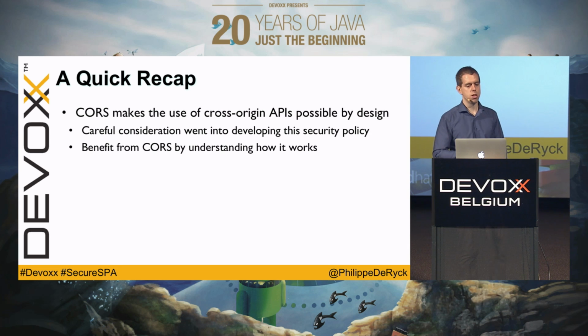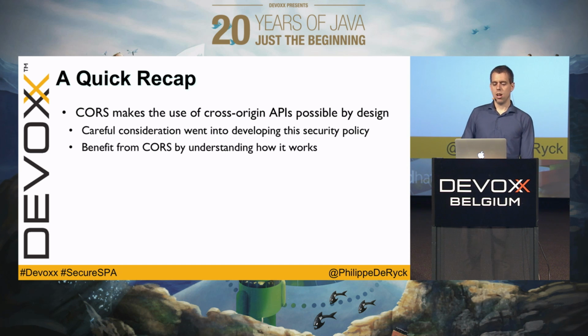And then finally, CORS. Here we enable the use of cross-origin APIs by design. This security policy has been developed with a lot of consideration for its consequences. Benefit from it by understanding these consequences. I've tried to explain them to you today. I hope I was successful in explaining the consequences of XHR across origins and why it should be restricted. So use the effort that went into developing this policy to essentially do it the designed way instead of using a server-side proxy, for example.